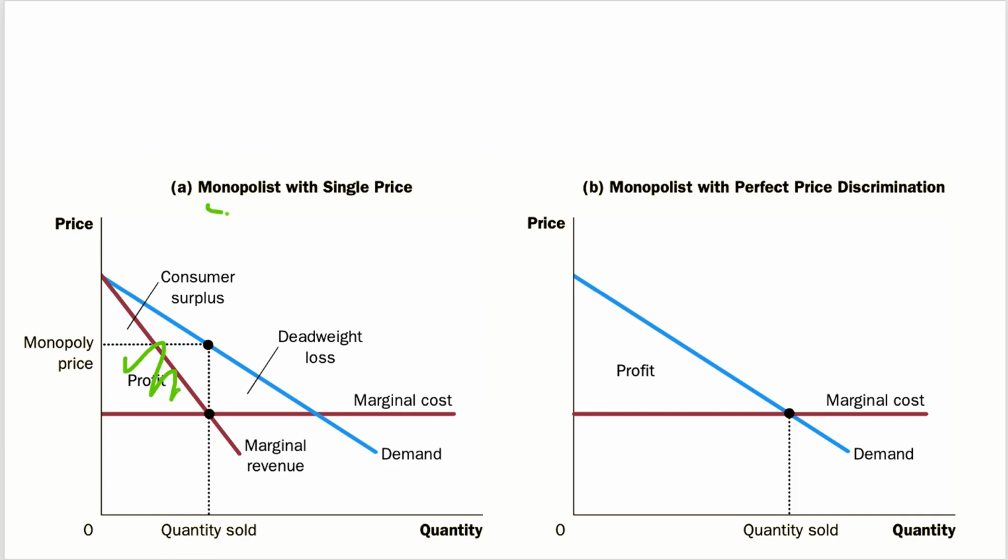In single pricing, when a monopoly is charging a single price, this goes to the consumer surplus, right? And this portion will be the trade loss, because I already discussed that this is not going to the consumer and not to the monopolist.